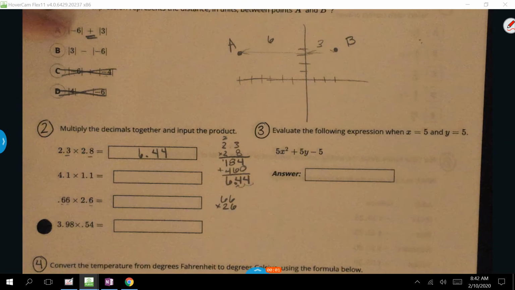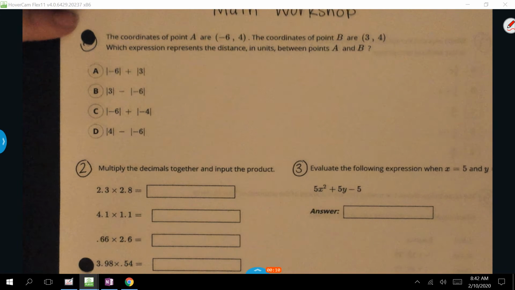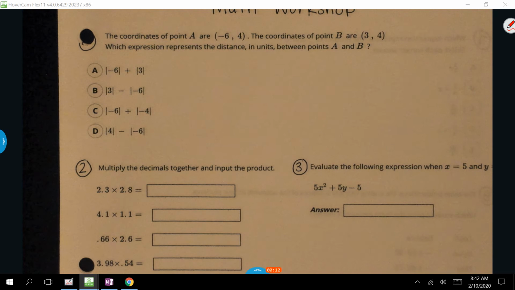All right, so looking at our math workshop today, number one, I've had a lot of people, can I borrow this, Chris? I'll put it back at the end of class.